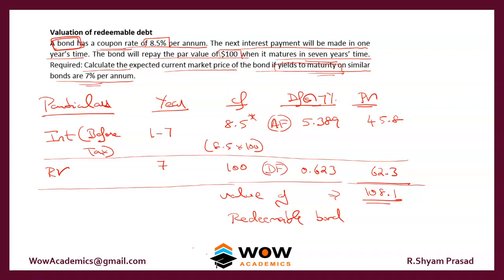There are two cash flows coming from the bond. One is the interest and the other one is the redemption value. Take the interest before tax. That interest occurs for 7 years, from the first year to the 7th year. Redemption value occurs only in the 7th year. You are going to get 8.5% interest on the bond. The bond is going to be redeemed at $100, so the nominal value will also be $100. On $100 compute the interest, that comes to 8.5, and the redemption is going to take place at $100. So you will take 100 as the cash flow.